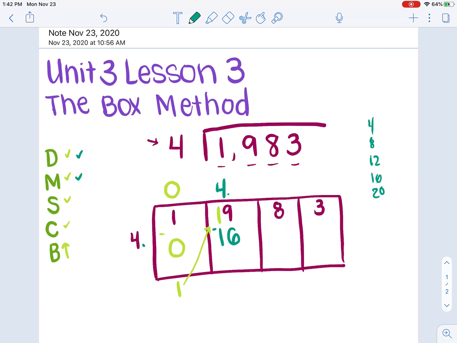Next, I'm going to subtract. 19 minus 16 is 3. Now let's check. Is 3 smaller than 4? Yeah, we're good to go. Now instead of bringing down, we're going to bring it up.